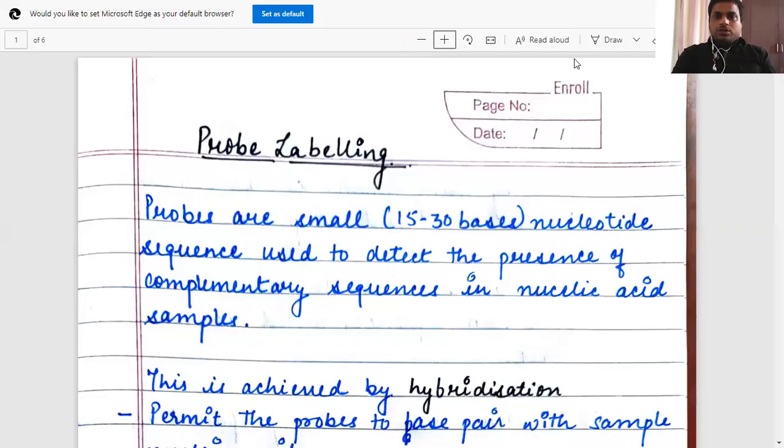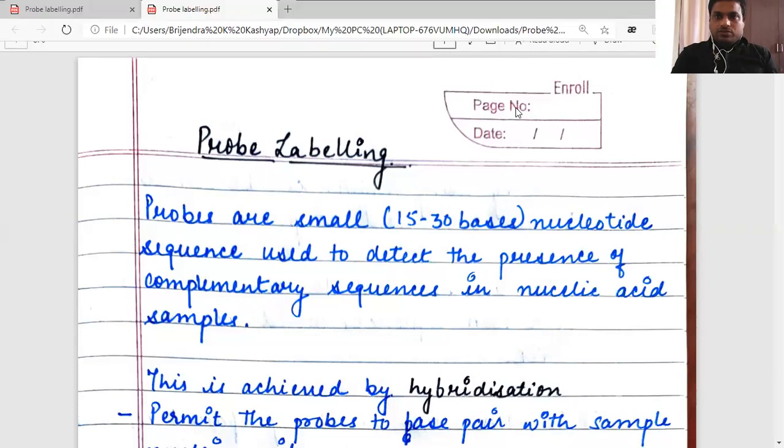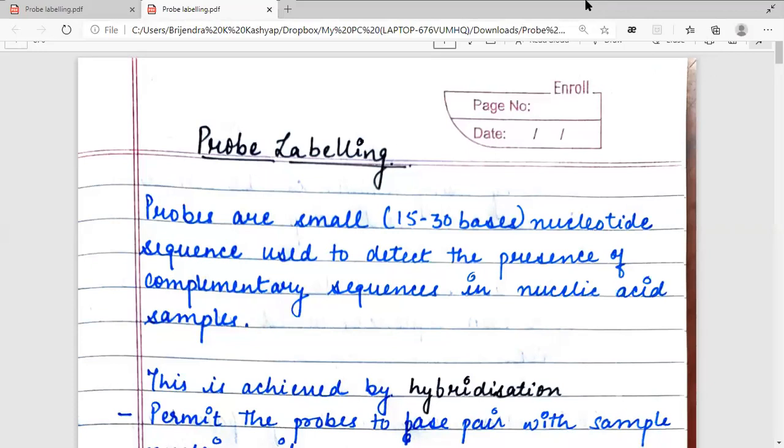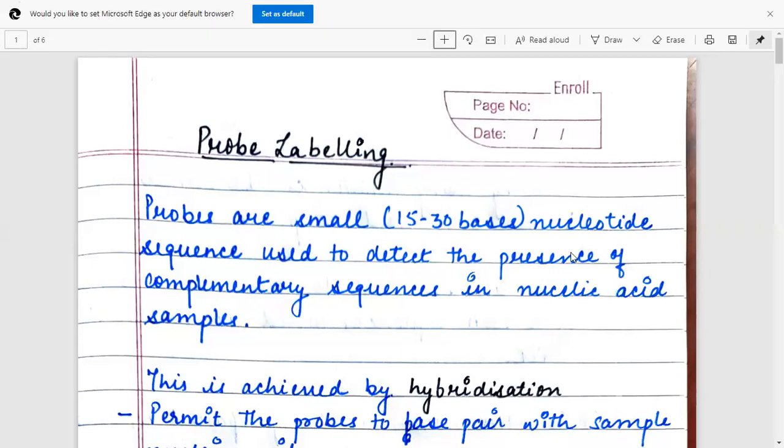Hello everyone. Today we are going to discuss probe labeling. Before starting on probe labeling, we should know what a probe is. Probes are small 15 to 30 base nucleotide sequences used to detect the presence of a complementary sequence in DNA.